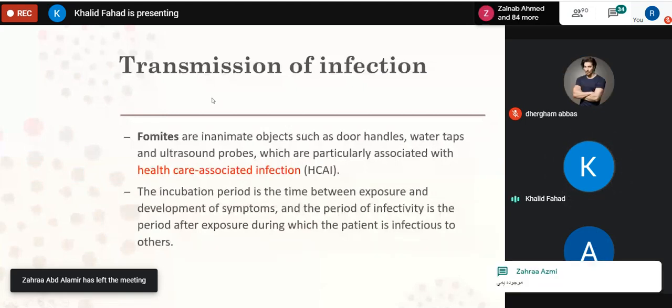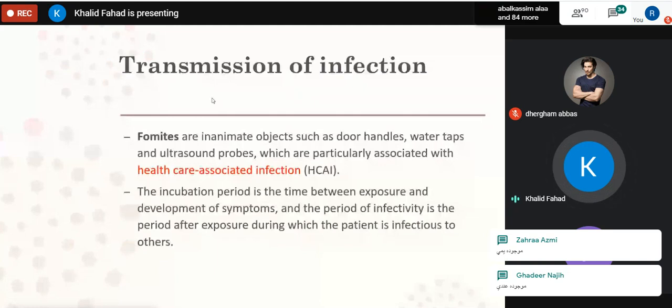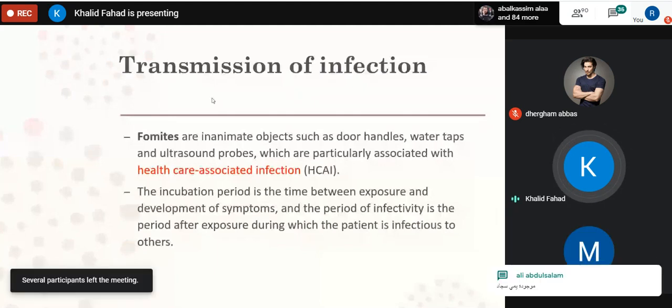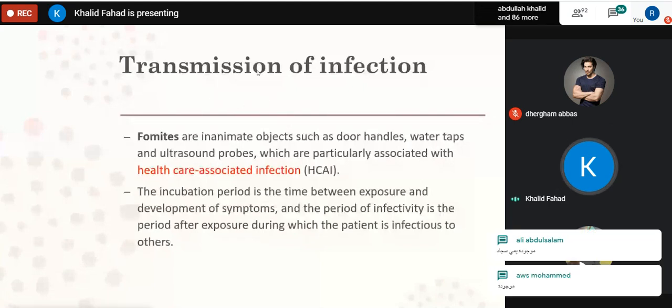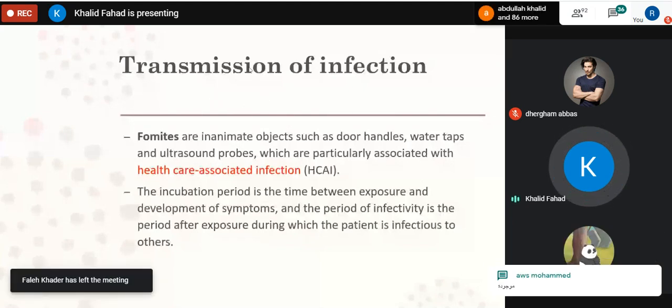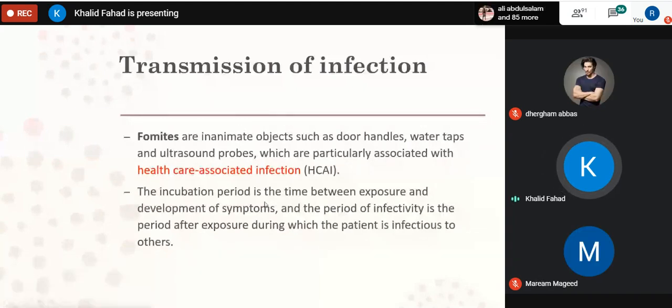The incubation period is the time between the exposure and the development of symptoms. So, for example, a patient is exposed to an infectious host who has influenza, who sneezes in front of him. You have to calculate the number of days until the second host will develop the symptoms. This is what we call the incubation period.